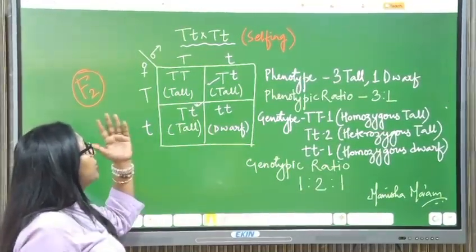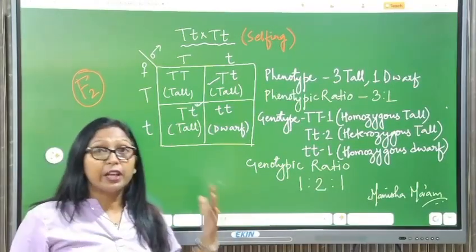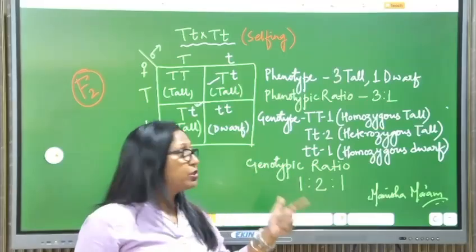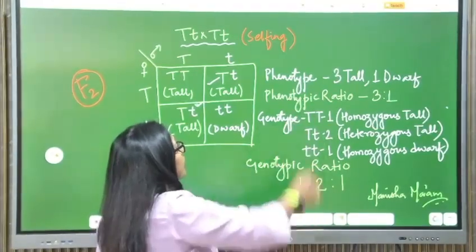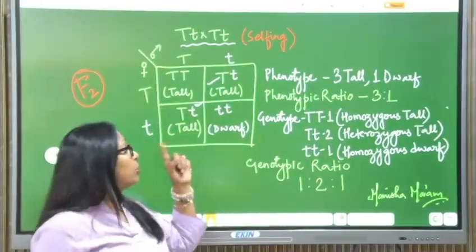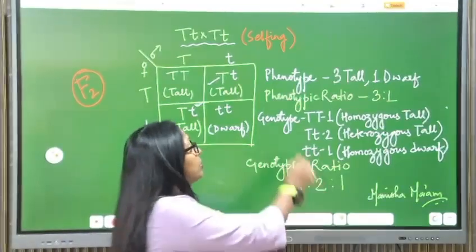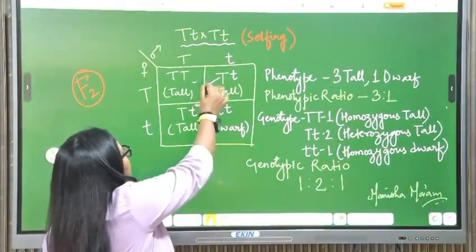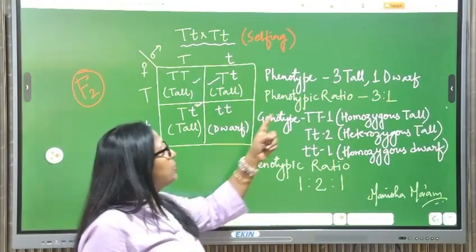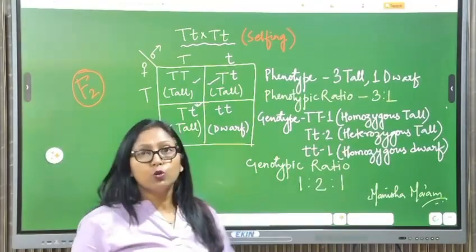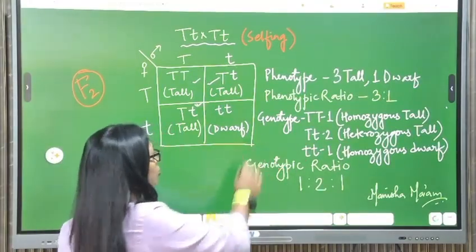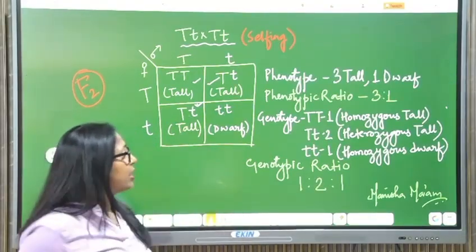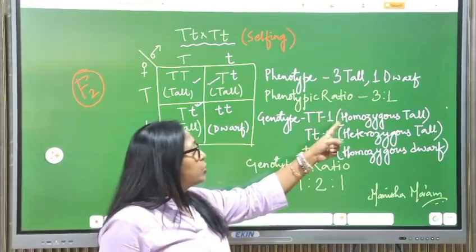Here in the Punnett square, we can see 1 as homozygous dominant, 2 as heterozygous dominant, and 1 again as homozygous recessive. So we can say that 25% homozygous dominant, 50% heterozygous dominant, and 25% homozygous recessive offspring are formed. Thus, the phenotype of the F2 generation says 3 tall and 1 dwarf, and hence the phenotypic ratio comes up to be 3:1.